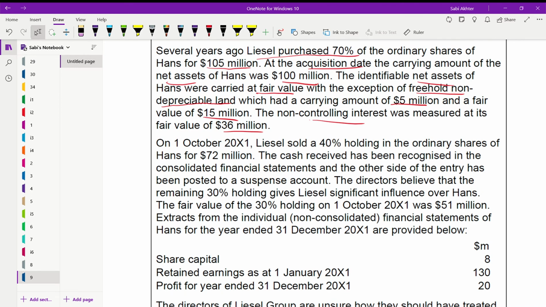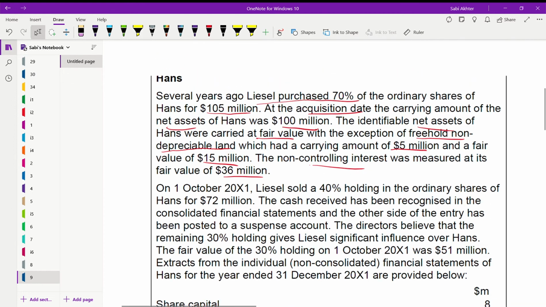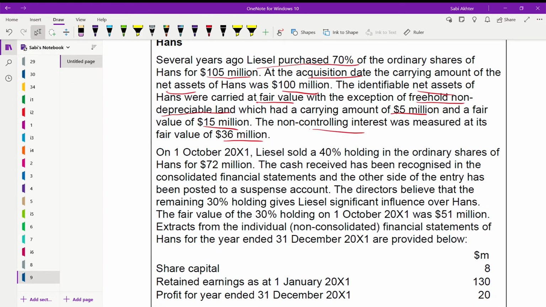This is the exam type question, okay? Exactly the exam type question, only the second one especially. But you will be having the net asset also, one asset out of it where the fair value and the carrying amount will be different, okay?